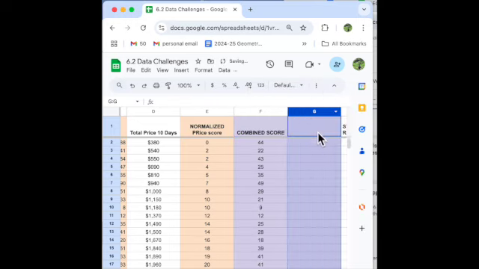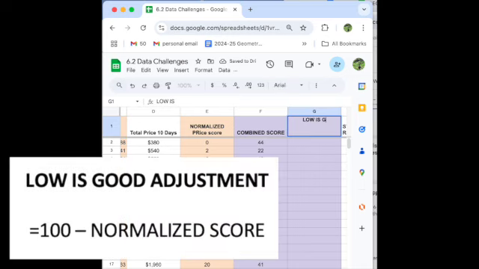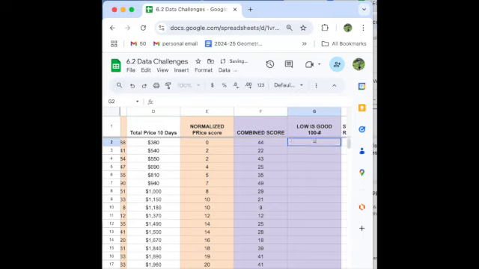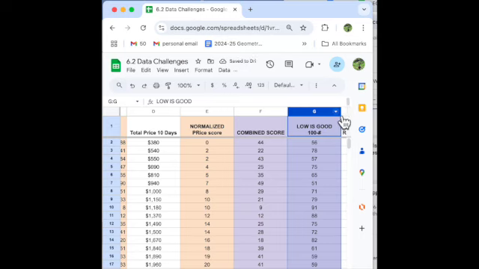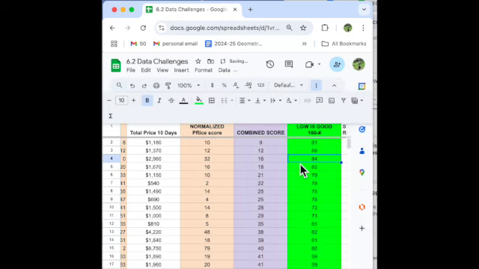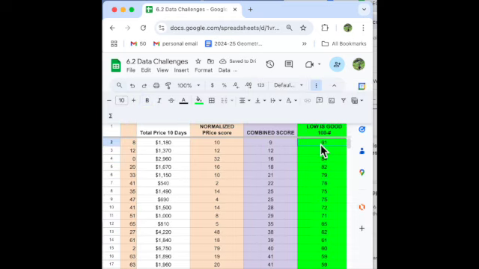Basically, we're going to do what's called low is good. And the way we do that is we do 100 minus that number. So this is equal to 100 minus whatever you got here. It's basically just going to flip it so that you get a high number if the price is low and the walking distance is low. Green. All right, this is our final one, our low is good score.